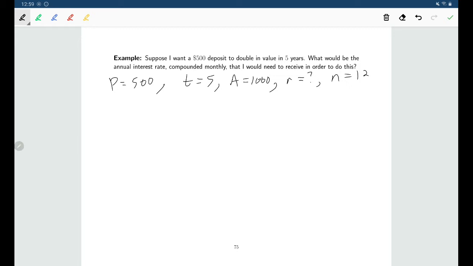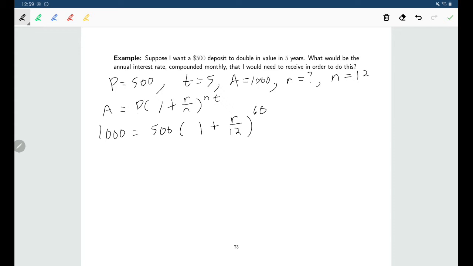If we have $500, and eventually, after 5 years, it becomes $1,000, what would have been the interest rate? So starting off with our basic formula here, A equals P times (1 plus r over n) to the nt, and putting in what we have, so 1,000 equals 500 times (1 plus r over 12) to the power of n times t, 12 times 5, that's 60.